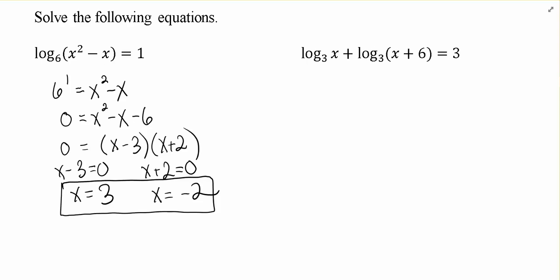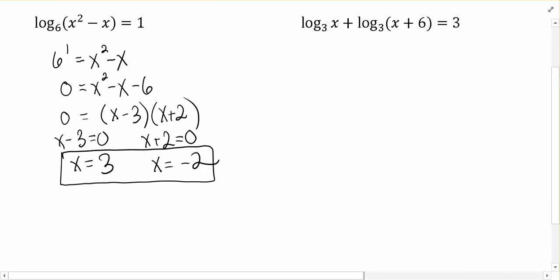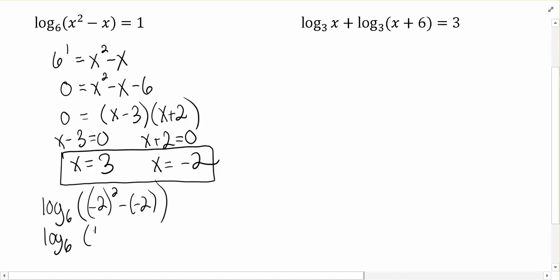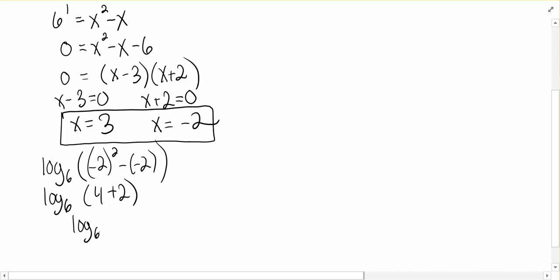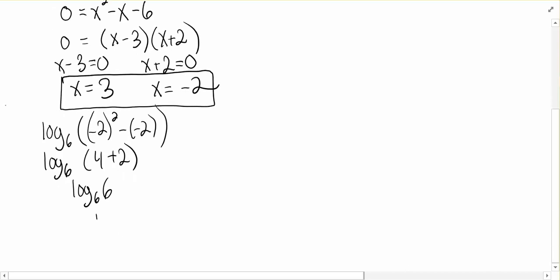Now this x equals negative 2 was fine because the argument was positive. If we looked at plugging negative 2 in, we would have negative 2 squared minus negative 2 on the left, so that would be 4 plus 2. And log base 6 of 6 really does equal 1, which is what it was supposed to equal. So that negative 2 really did work.